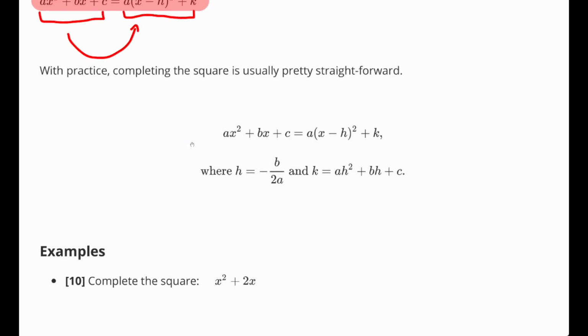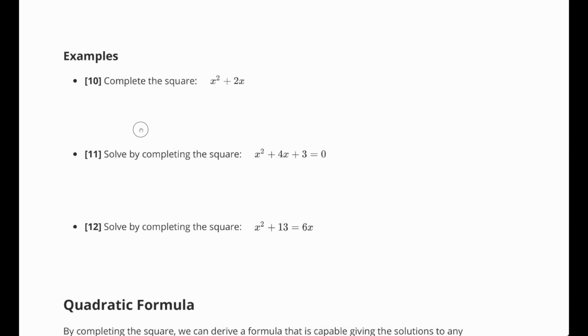It says right here, with practice, completing the square is usually pretty straightforward. Emphasis on the with practice. You kind of have to memorize this methodology of solving. Me personally, again, I don't really like it this way because I feel like there's faster, better ways of doing this, but it's one of the standards I have to teach, and unfortunately you have to learn it. So anyway, let's get going on this. All right, so for this first one, it says complete the square.